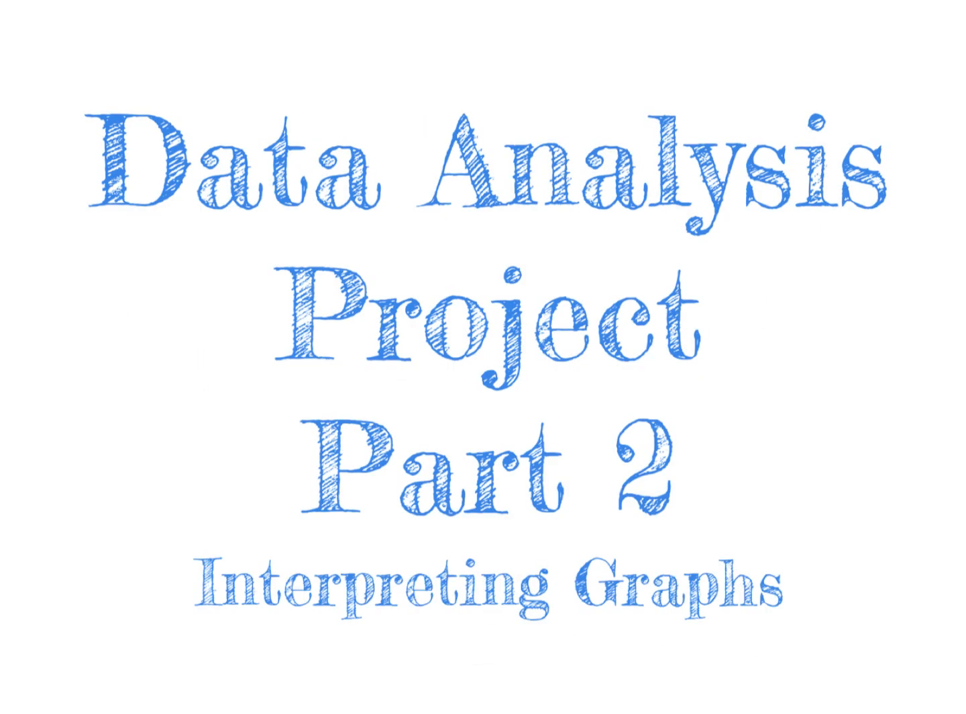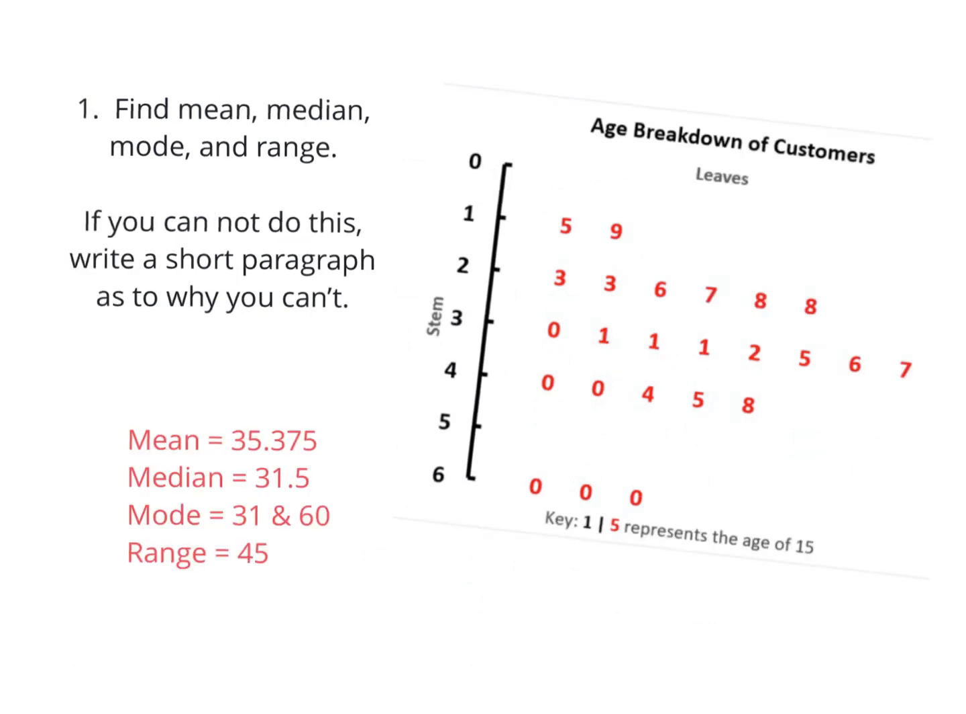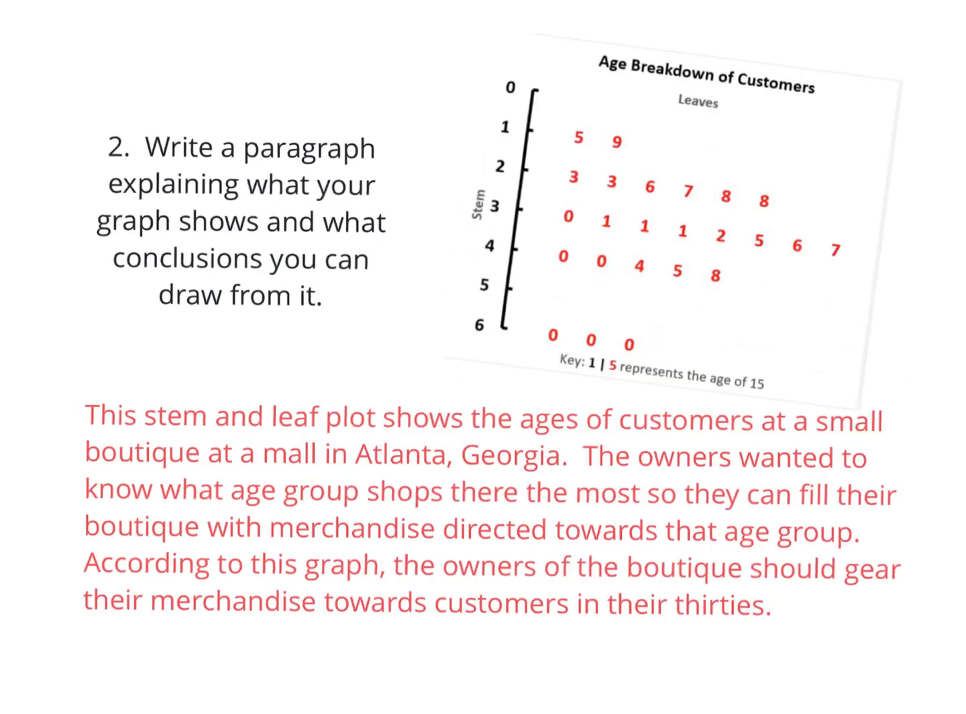This is part 2. I found this graph on a website. It is an age breakdown of customers for a shop. So I used it. It's a stem and leaf plot. I used it to find my mean, median, mode, and range. I didn't have to write a paragraph explaining why I couldn't, but here's my paragraph with the conclusions that I drew from it.